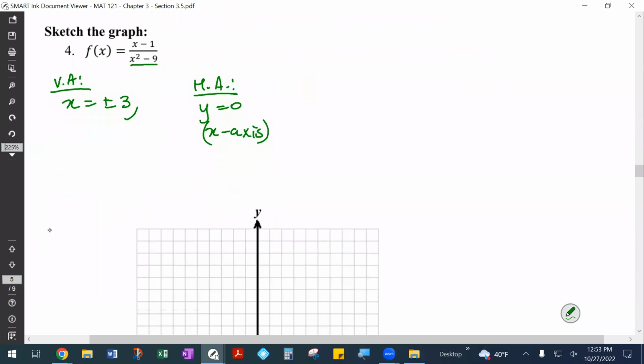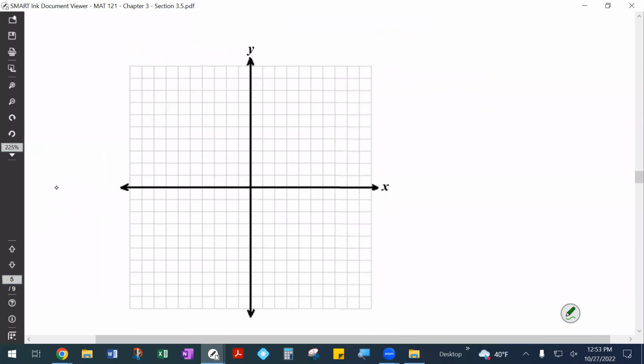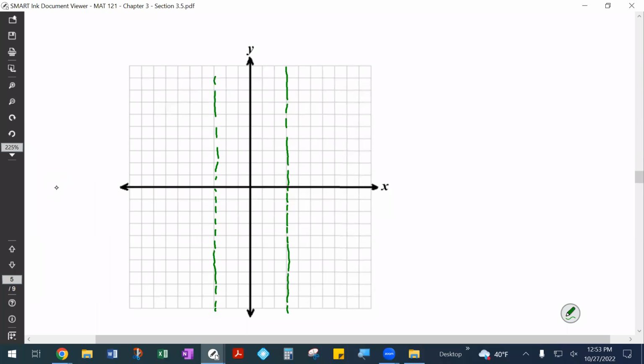So if we were going to draw this graph by hand, at positive 3 we would have a vertical asymptote. That's our dashed line. At negative 3 we have the vertical asymptote again, and then at the x-axis you also had a horizontal asymptote. Those would be all the lines that would affect the graph.